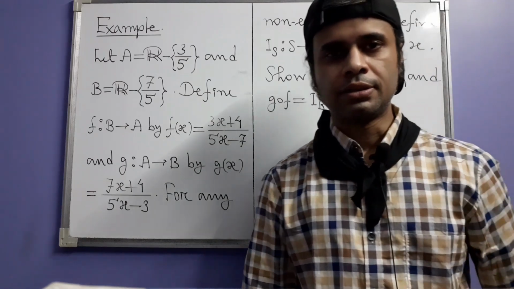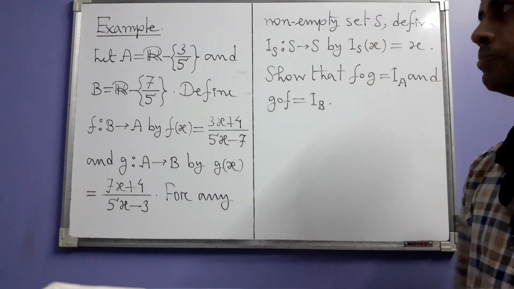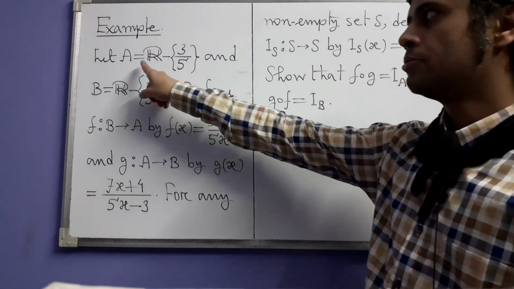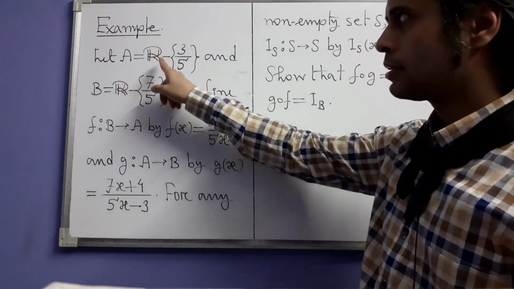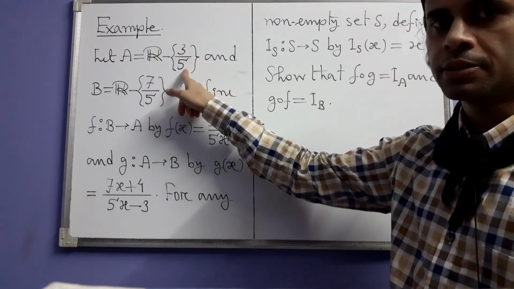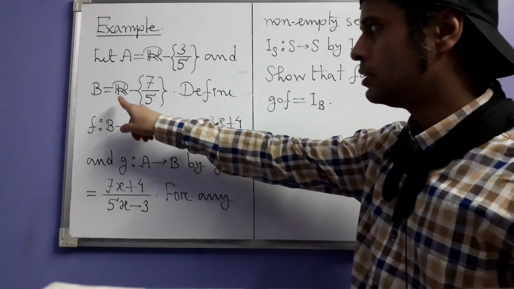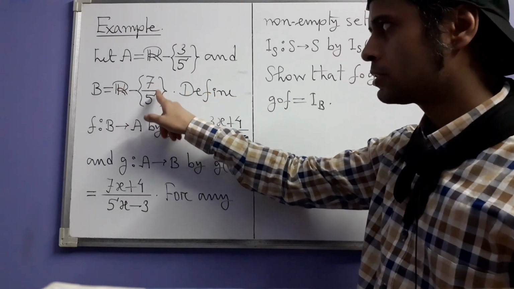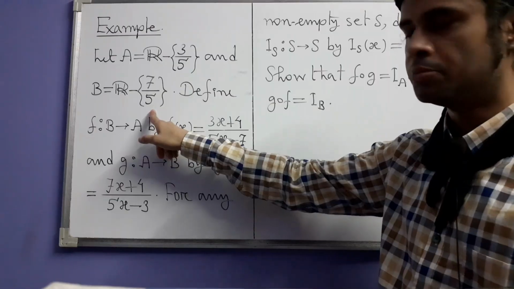Let's continue our discussion next with this example. Here you see these two sets A and B. A is the set of all real numbers from which 3 divided by 5 has been removed. And B is the set of all real numbers from which 7 divided by 5 has been removed.